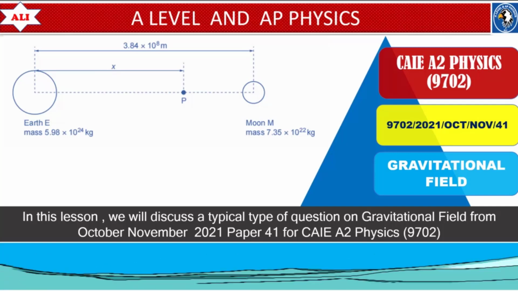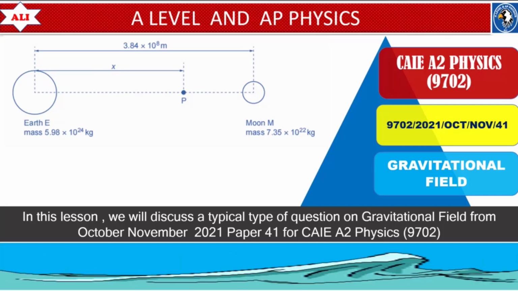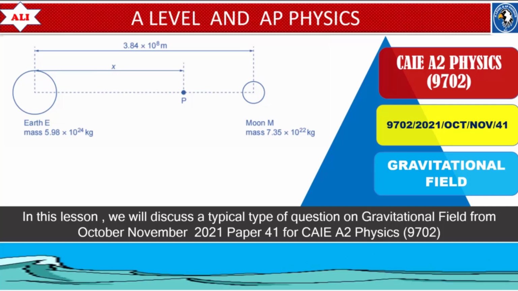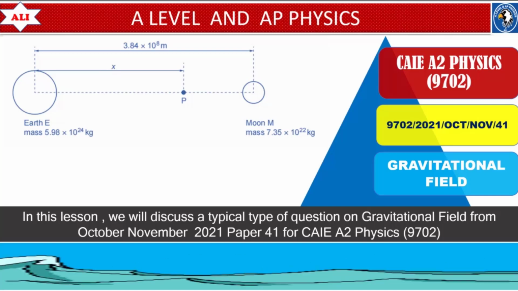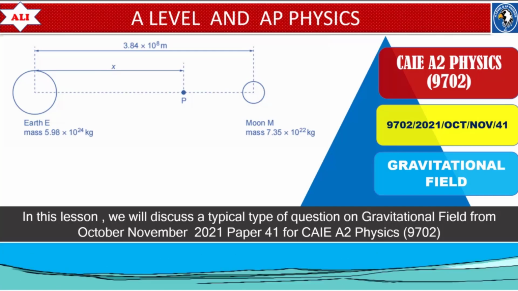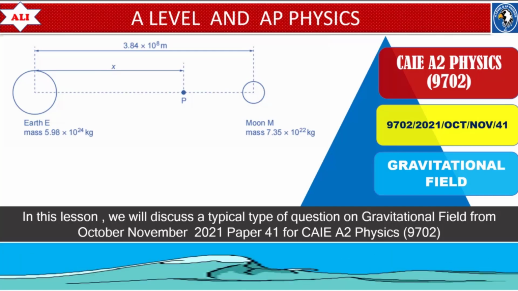We will also discuss how to find the position of the neutral point between the moon and our planet. At the end of this lesson, we will also discuss how to determine the value of gravitational potential at the neutral point between our planet and moon. So we're going to discuss some very good points about gravitational field in today's class.